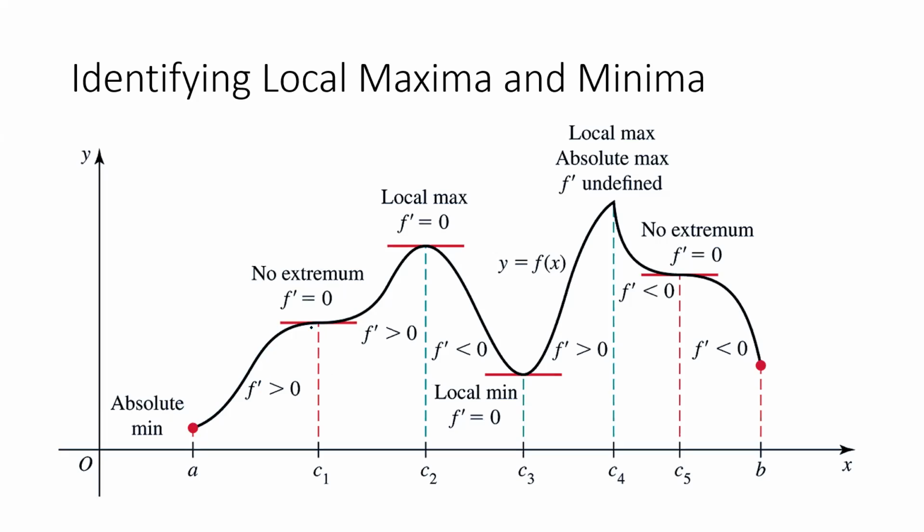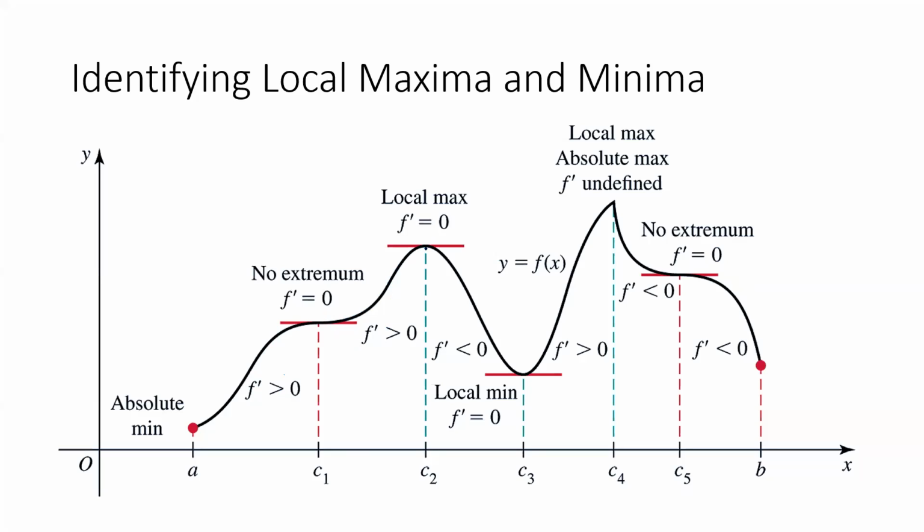Here at this first critical point, we notice that it's not a local max and it's not a local minimum. The reason is because even though it has a horizontal tangent, the derivative stays positive on either side. So f prime of x is positive on the left side of that first critical point, and it stays positive on the right side. So it continues to increase. It's increasing before, but it continues to increase after. So this is neither a local max nor a local min.